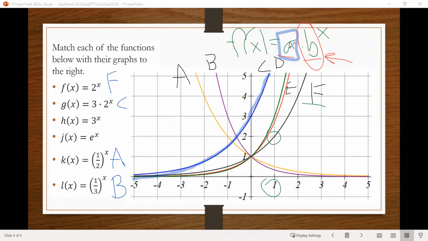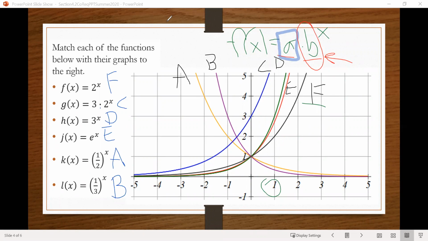For H, we do a similar thing. Input 1 for x here, we get 3 to the first, which is just 3. And the one that goes through the point 1, 3 looks like it's the graph D there, which then means the only one left for e to the x is going to be E. It's appropriate that that one is E.